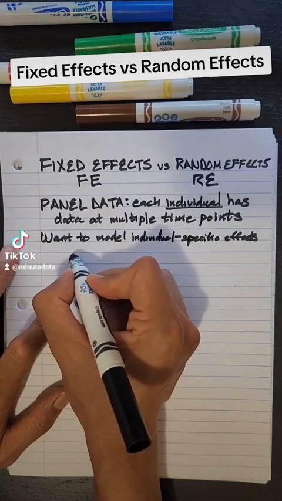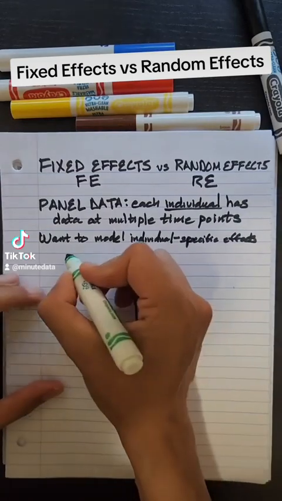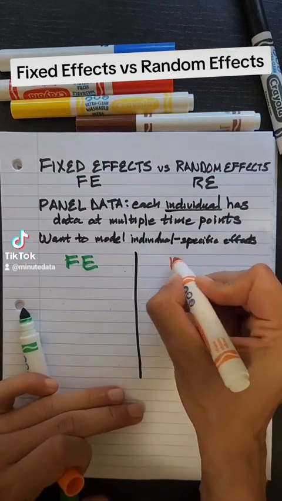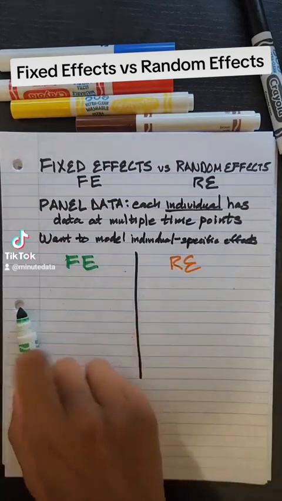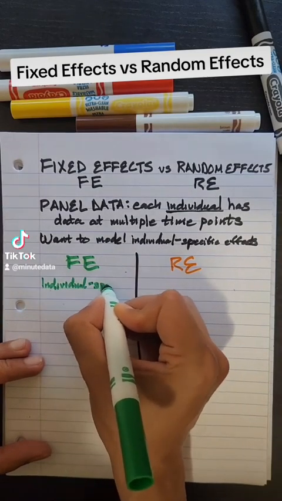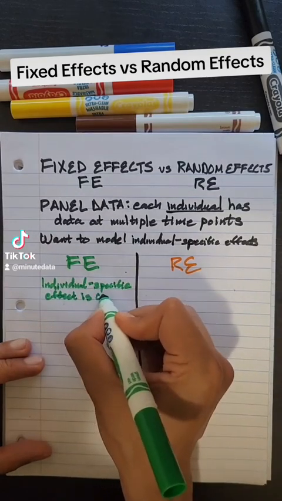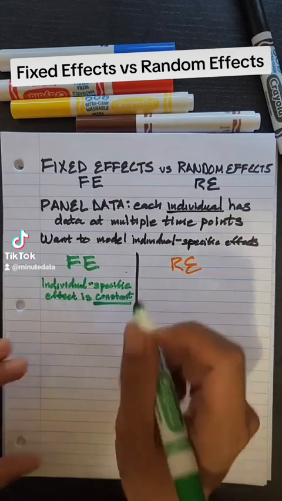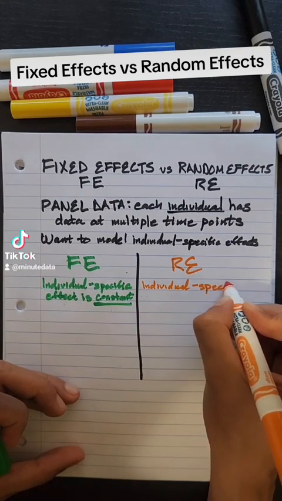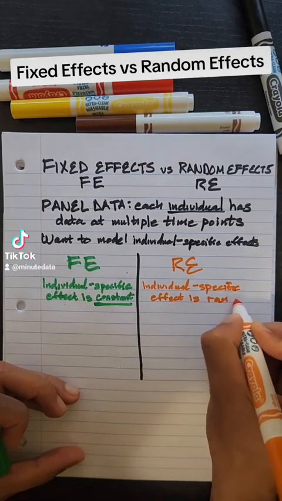So what are the differences between fixed effects versus random effects? Let's add some color. Fixed effects. Let's get some orange. Random effects. So with fixed effects, the individual specific effect is constant. In other words, fixed. Whereas in random effects, the individual specific effect is random.